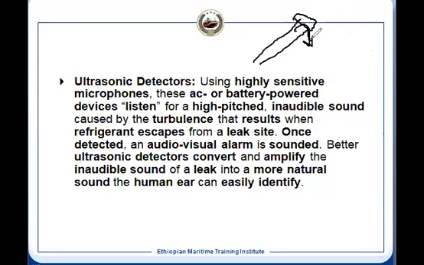Then we know that there is a leakage in this area, because this sound will be different from other vibration and noise. This will be a sound because of the pressure, and that is detected by the ultrasonic detector, because there has to be turbulence because of this pressure drop, and with high velocity the refrigerant is coming out, leaking out from the system.